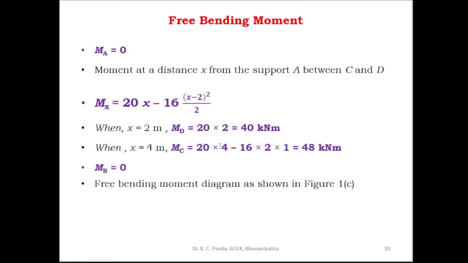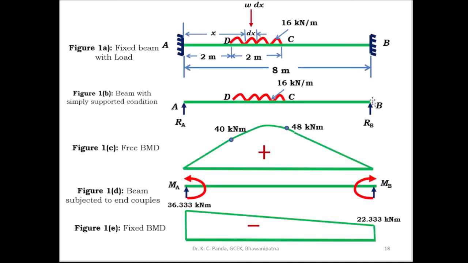For x is equal to 2 meter, MD is equal to 20 into 2, 40 kilonewton meter. For x is equal to 4, MC is equal to 20 into 4 minus 16 into 2 into 1, 48 kilonewton meter. Then MB is equal to 0, at the end the moment is 0. Then you can draw the free bending moment diagram: 0, 0, 40, 48. MD is 40, MC is 48, and this portion is parabolic and the others are linear. This is the free bending moment diagram.